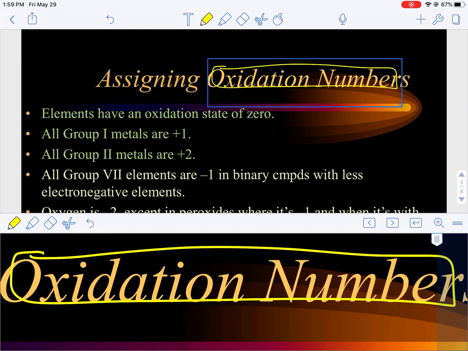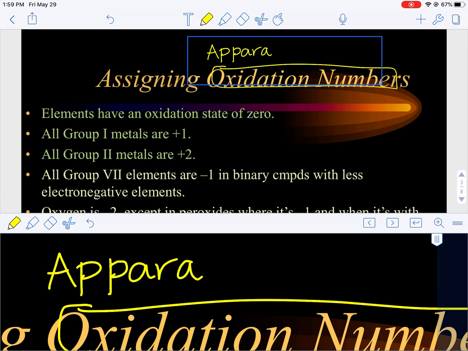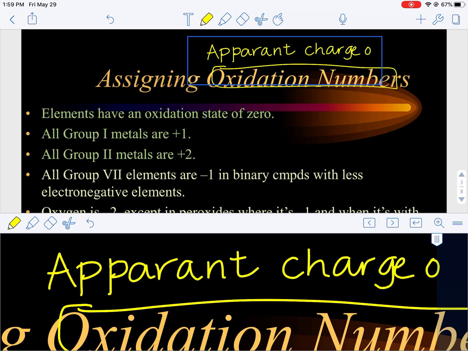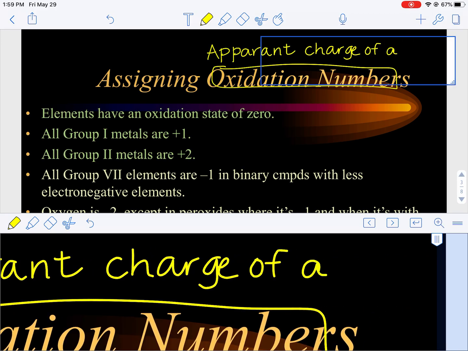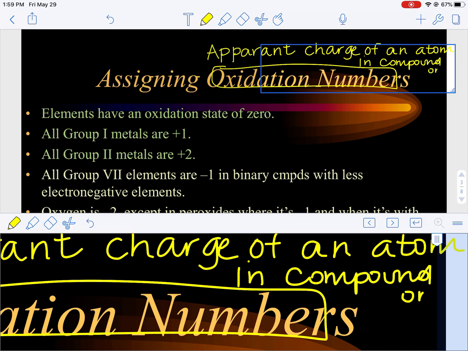Oxidation numbers, what are they? They're not exactly a charge, but rather they're an apparent charge of an atom in a compound or element.